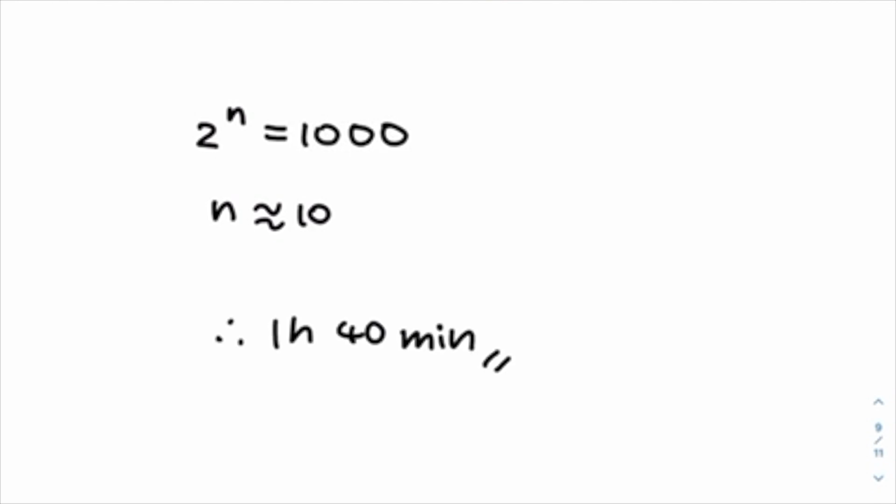Now that we know about exponents, we can find the answer to the question easily. The dragon population, 2 to the power of n, equals 1,000. To find n, we would need to use logarithms, which we will explain later, but right now just know that n here is roughly 10. So around 1 hour and 40 minutes before you're stuck with 1,000 fire-breathing dragons.